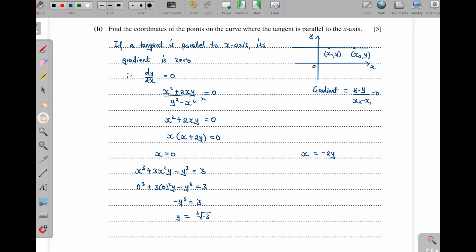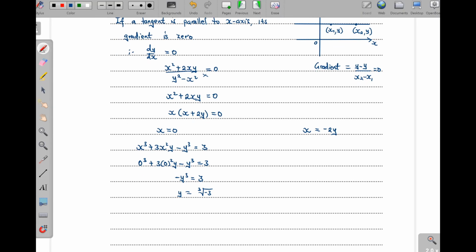That means the coordinates of that first point will be x is 0, but then y is the cube root of negative 3. Or you can take out the negative and say negative of the cube root of 3. It's all the same. So that is that. Then we also go to this one here, where there is x, we are going to put minus 2y.